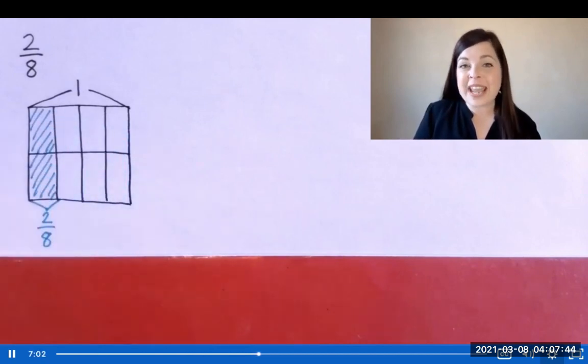Now, how could we create equal groups in this area model to compose a larger unit? We could circle groups of 2. Let's do that.